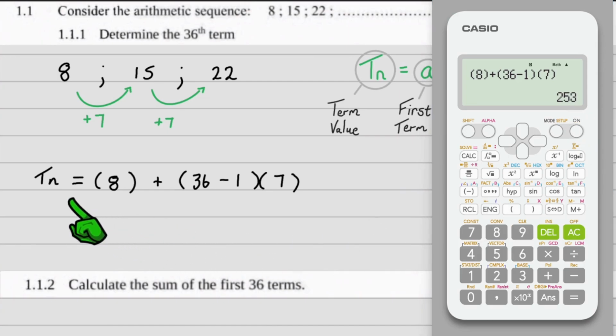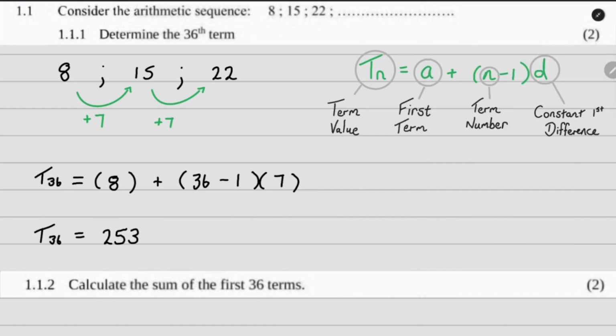Just a small note here, if I'm working out the 36th term, it's no longer Tn, it's T36. So I'm going to go ahead and change that as well. And this question is only worth 2 marks. You get 1 mark for this line, the substitution, and 1 mark for this line, your answer. So you don't even have to write this, but it's great to have around. You know, I always write it, it helps me.